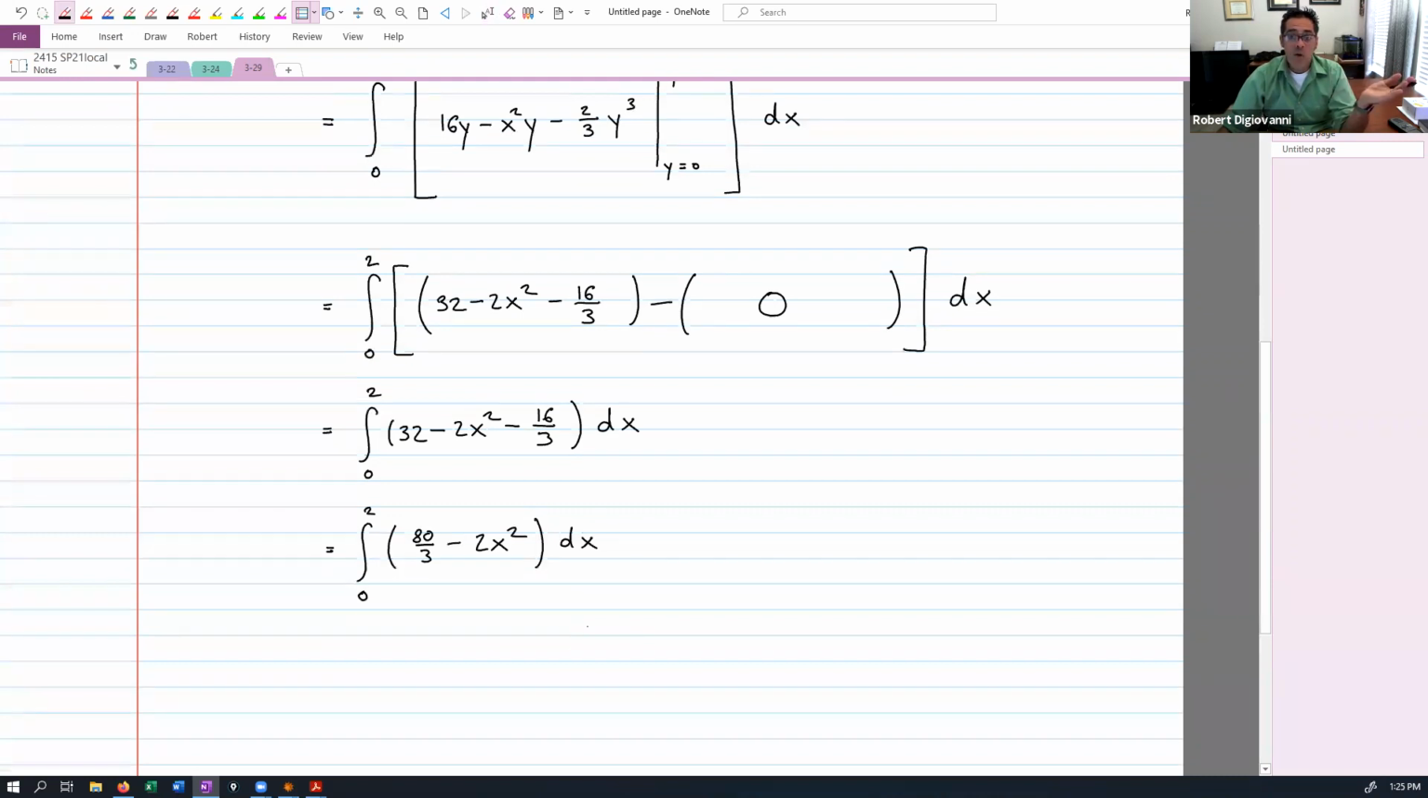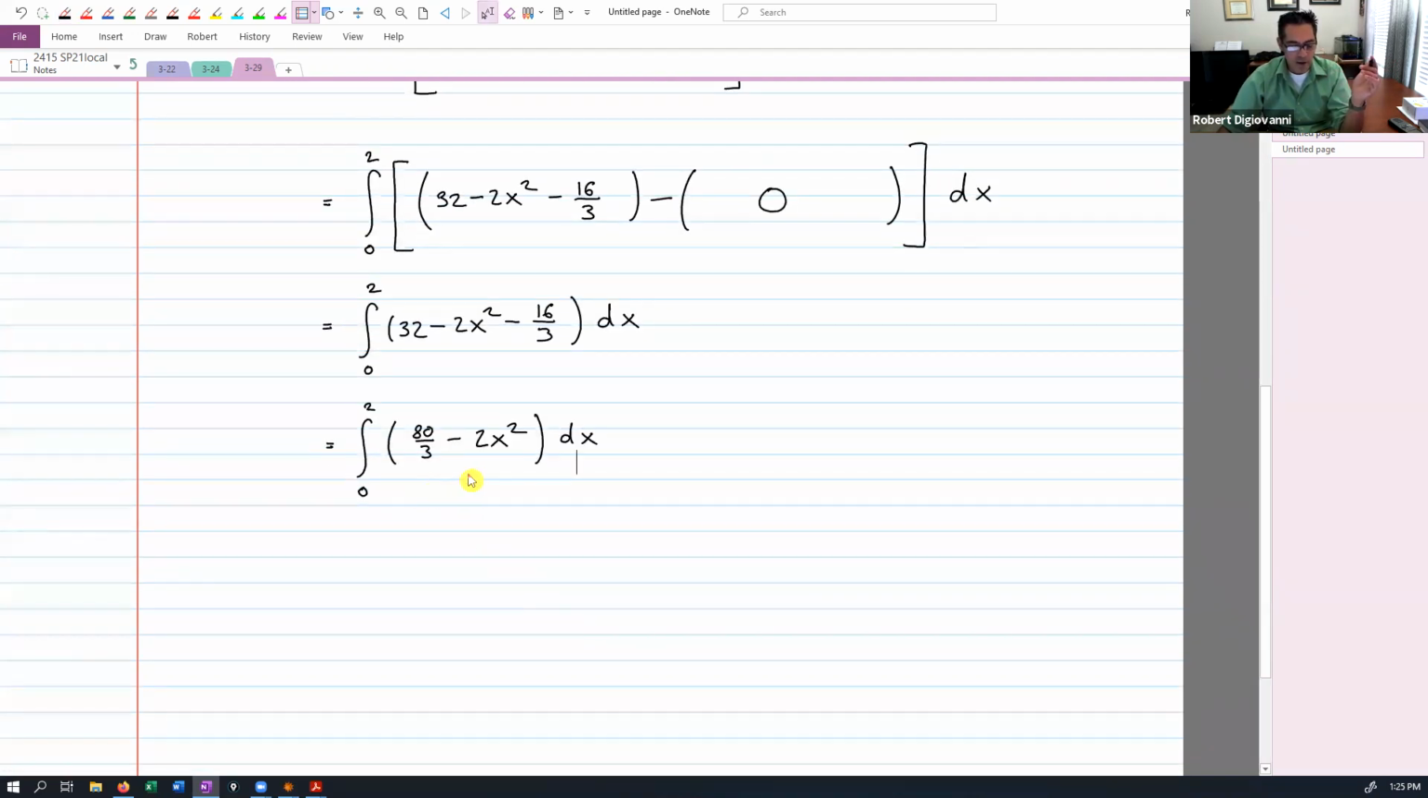Okay, now we're back in Cal 1. I mean, sorry, Cal 2. Well, this would be a Cal 1 problem at the end of the semester, maybe. So now we're back to basic integration. So we do the antiderivative now with respect to x. So the antiderivative of 80/3 is 80/3 x minus 2/3 x cubed. And we're evaluating this from x equals 0 to 2.